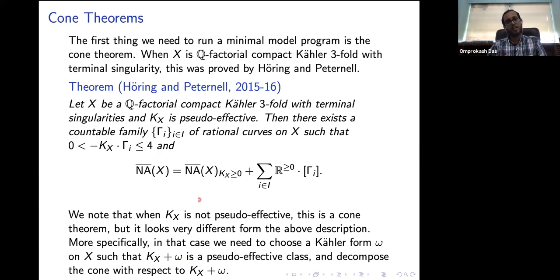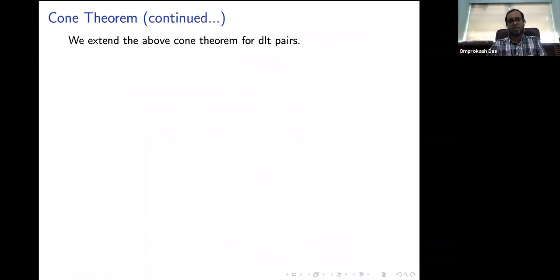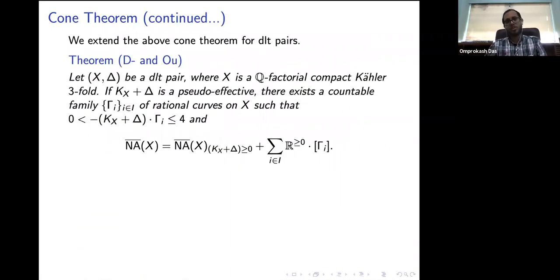And then we decompose this cone, where the right-hand side will be Kx plus omega greater than or equal to 0 plus negative extremal rays. So when you have Kx not pseudo-effective, we do not have a cone theorem for Kx, but for Kx plus omega for some Kahler class. Okay, so I'm not going to say anything about that one at all because I just don't have time. I can only cover one of these things. And this is the first thing that they do, and this is the most important one. The main ideas all come from the pseudo-effective case.